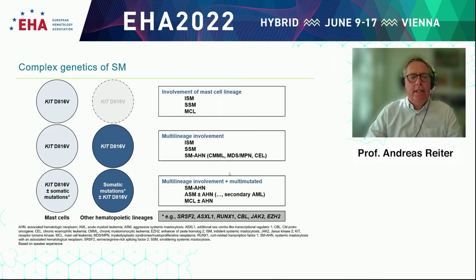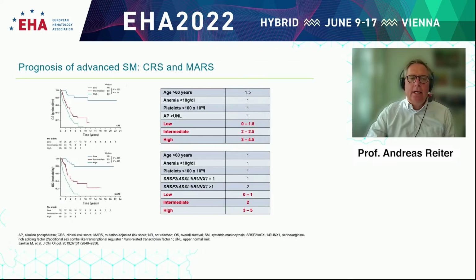Okay, and in the lower part of this, you see that in addition to KIT D816V, we find in up to 60 to 80% of the patients with advanced systemic mastocytosis additional somatic mutations. And these are the same which we already know from other myeloid neoplasms, like CMML or myelofibrosis, so mutations in SRSF2, ASXL1, or RUNX1. And if these mutations are present, we have the most advanced forms of systemic mastocytosis in combination with KIT D816V, something like mast cell leukemia with associated hematologic neoplasms. And these mutations are not only important for pathogenesis, but also for prognosis of the disease.